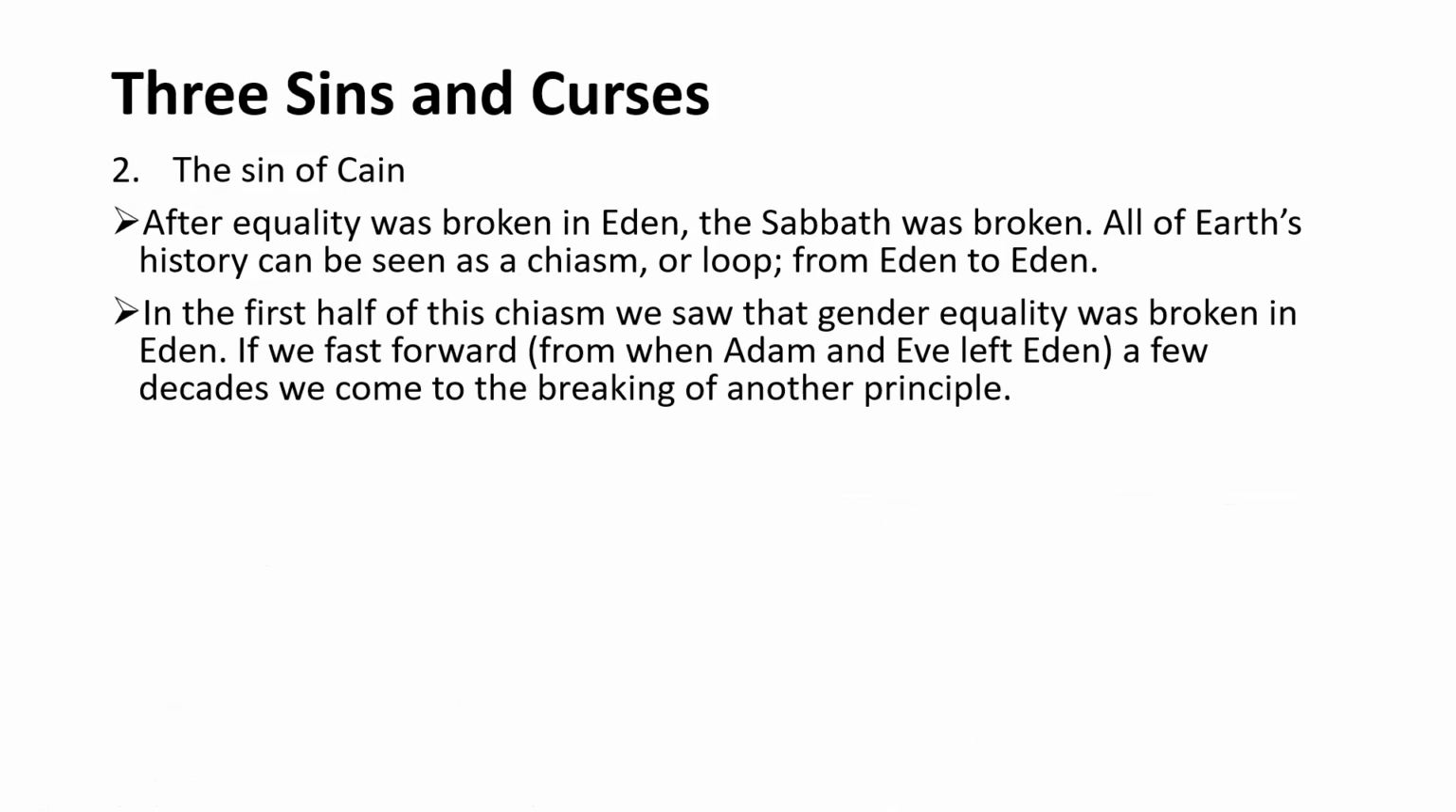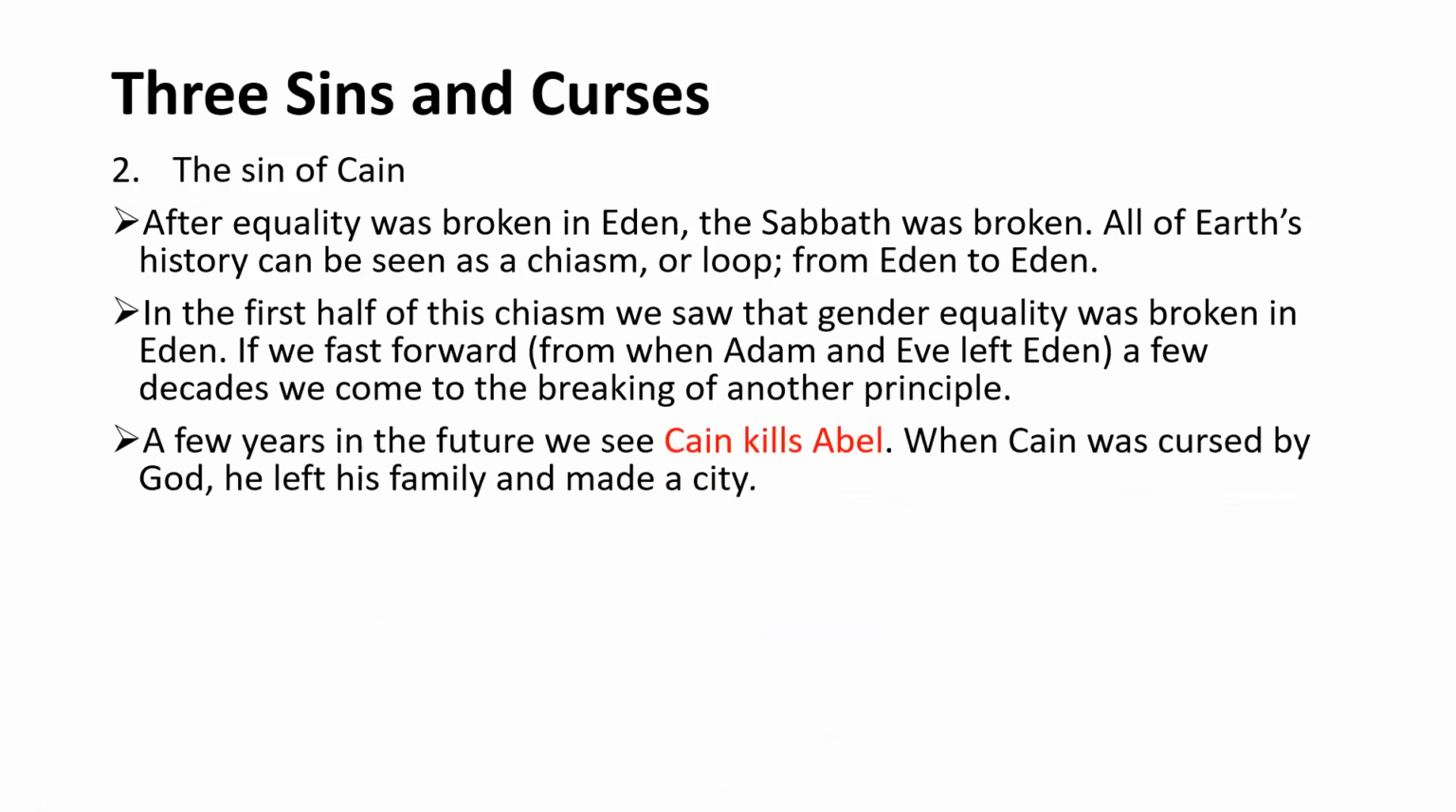So if we fast forward a few more decades from the time of Adam and Eve, we are going to see that the other principle was broken. And this principle is when Cain kills his brother Abel. And when Cain was cursed by God, he left his family and he made a city.